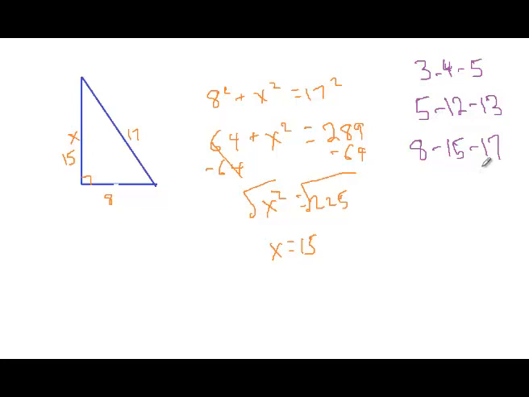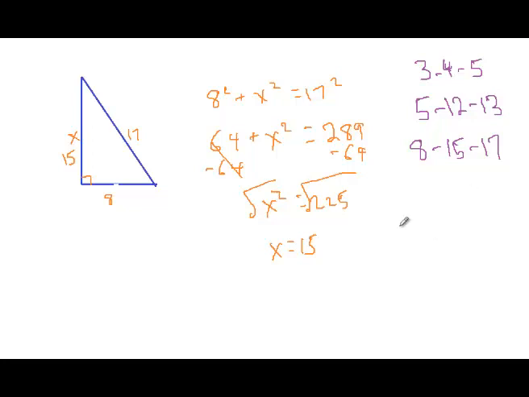If the hypotenuse is 13, the legs can be 5 and 12. If the hypotenuse is 17, the legs can be 8 and 15. The reason is because the squares add up to each other. 3 squared is 9 plus 4 squared is 16 equals 25. 5 squared is 25 plus 12 squared is 144 equals 169, which is 13 squared. And as we just saw, 8 squared is 64, 15 squared is 225, and they add up to 289, which is 17 squared.